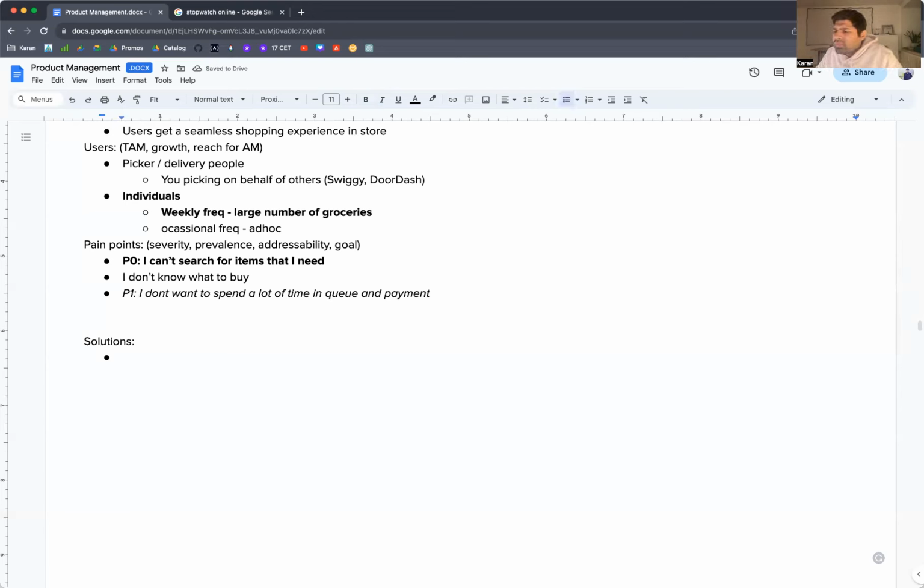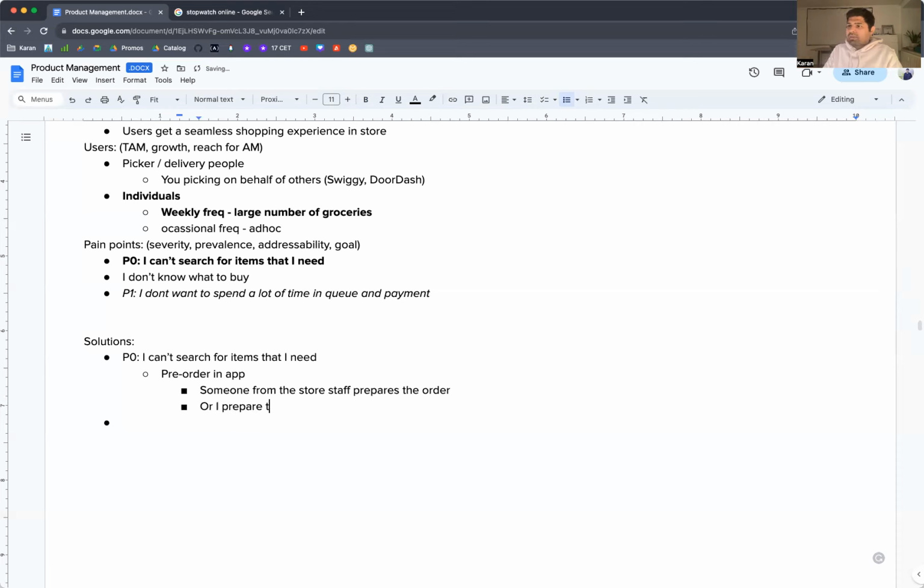Okay. So I can't search for items that I need. Let's start with this particular pain point. What can we do here? So the first thing that we can possibly do is pre-order in app. So add all of the items, go to the store, and there could be 2 options here. Someone from the store staff prepares the order, or I prepare the order myself. So basically picking and stuff.